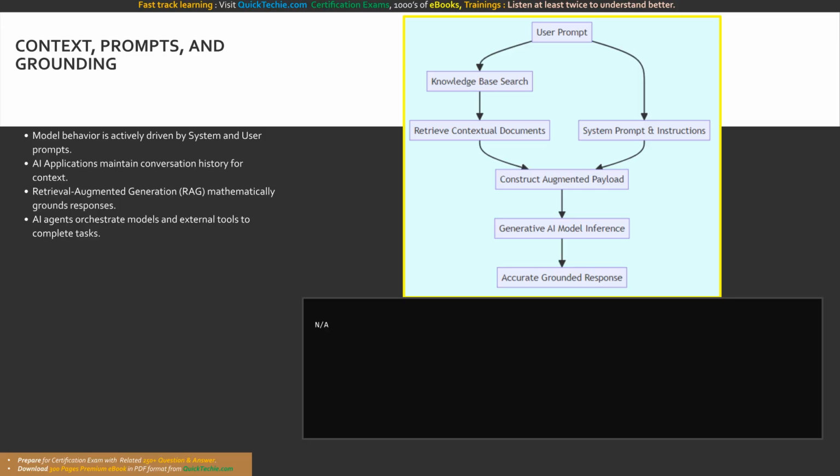Ultimately, these generative AI models serve as the cognitive brain for advanced AI agents, software applications that can reason over natural language and orchestrate complex tasks.